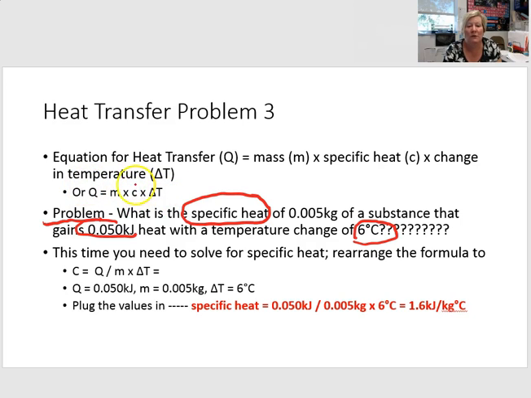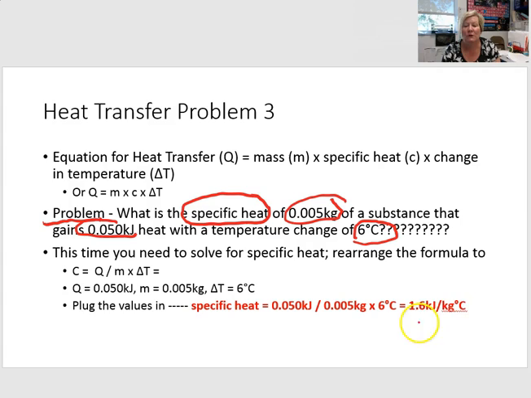So we're going to have to rearrange this formula here and solve for C, the specific heat. When we do that, we get the heat content Q divided by mass times delta T. So let's go back up to our information in our problem and plug in the values. Specific heat is equal to the heat content, 0.050 kilojoules, divided by the mass. Kilograms tells us mass, so 0.005 kilograms. And then our delta T, our change in temperature that we want to occur, is 6 degrees Celsius.